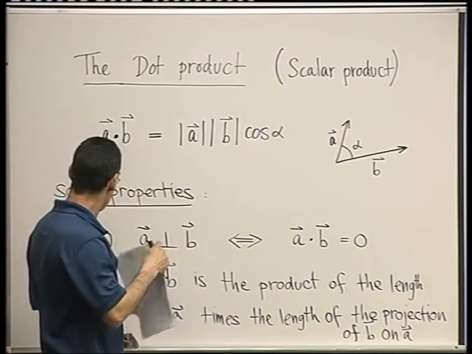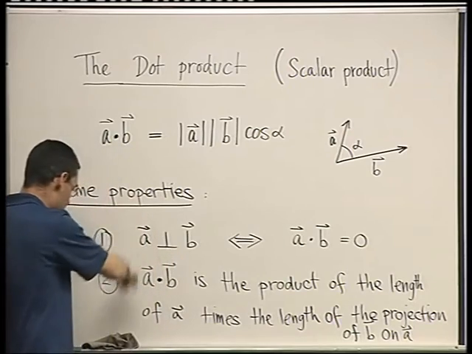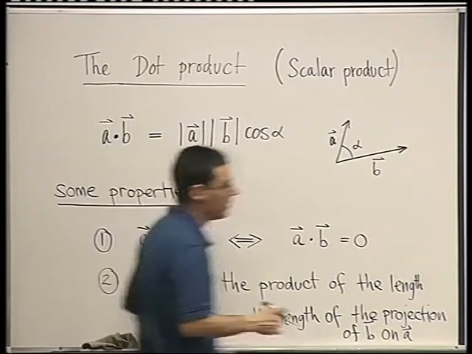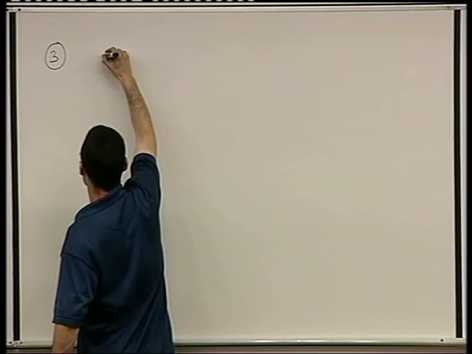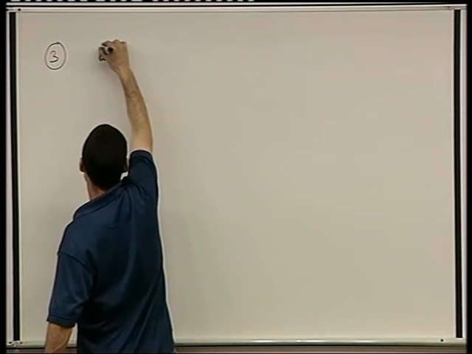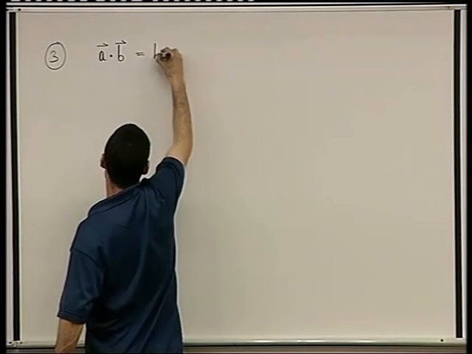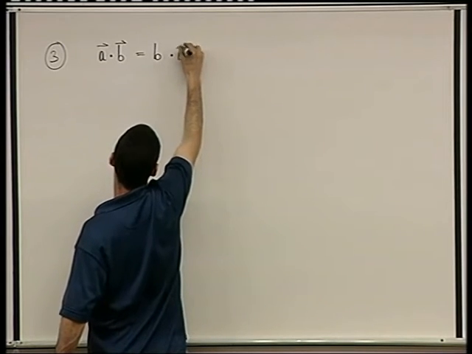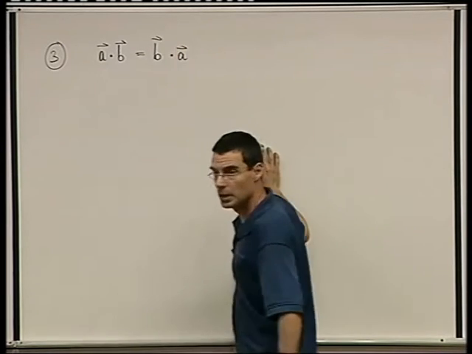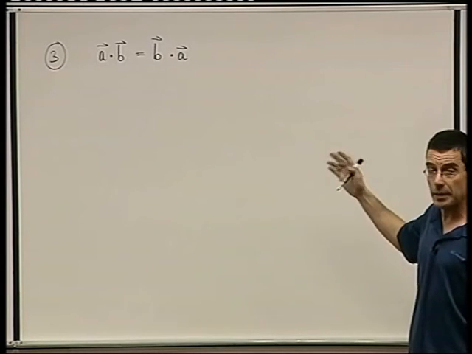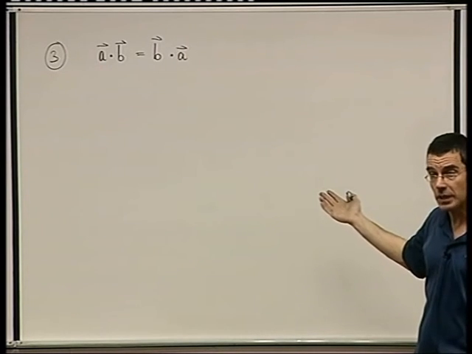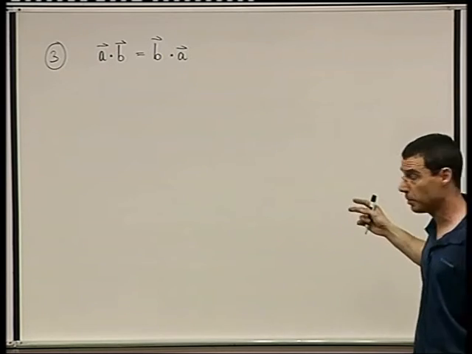Now let's continue these properties as a list of some more algebraic-like properties. So here are some more properties. A dot B equals B dot A. This is in fact true. The dot product is commutative. It doesn't matter which one you multiply by which one.